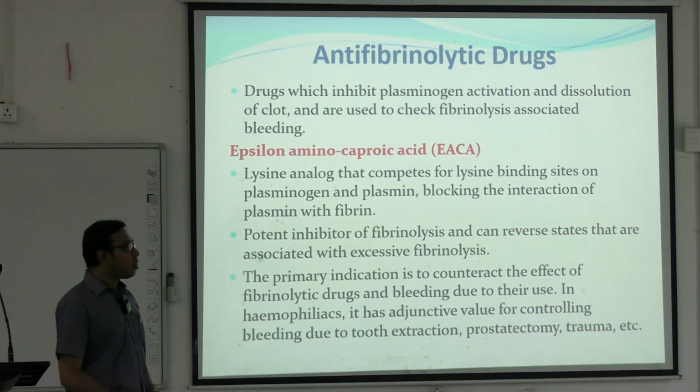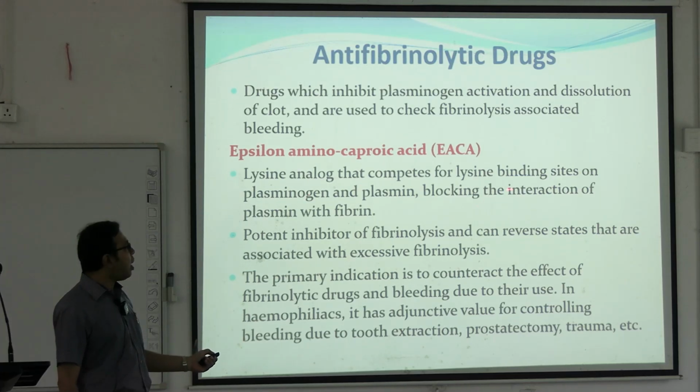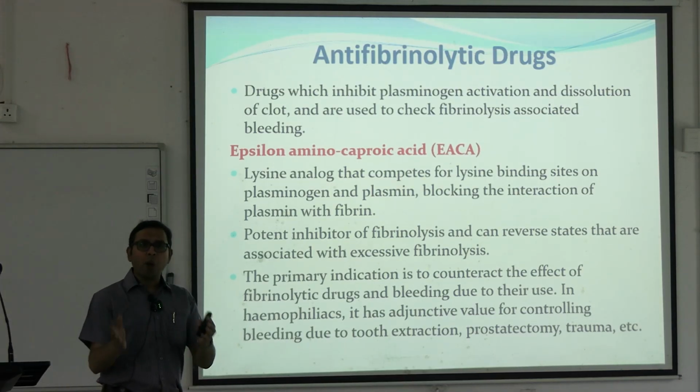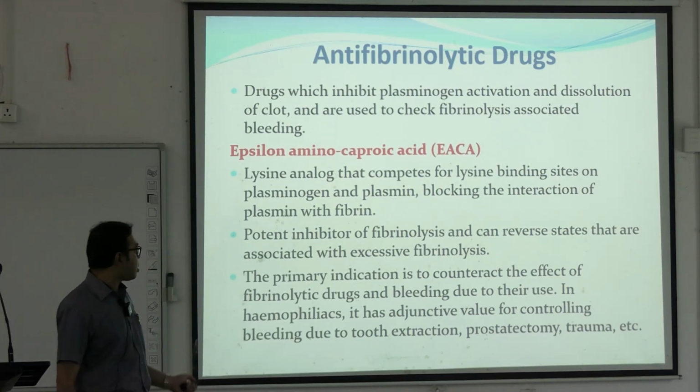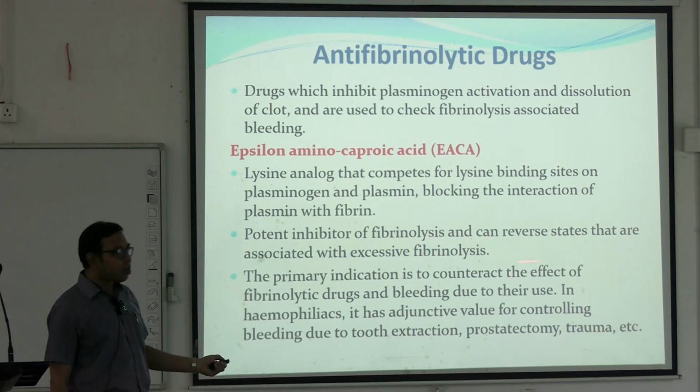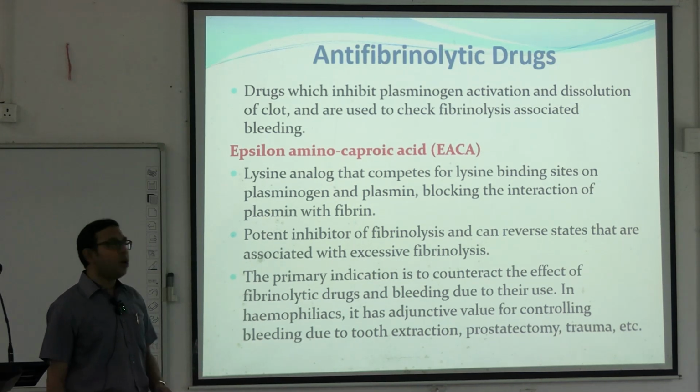Epsilon aminocaproic acid is a lysine analog that competes for lysine binding sites on plasminogen and plasmin and blocks the interaction of plasmin with fibrin. Just the opposite of the action of the fibrinolytics. This is a potent inhibitor of fibrinolysis and can reverse states that are associated with excessive fibrinolysis.